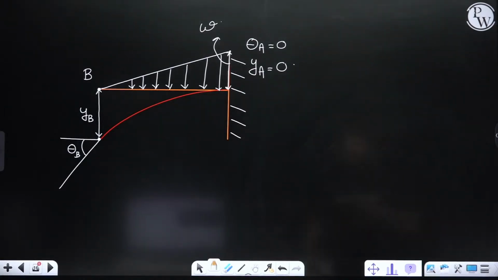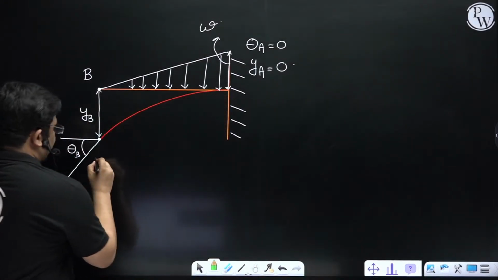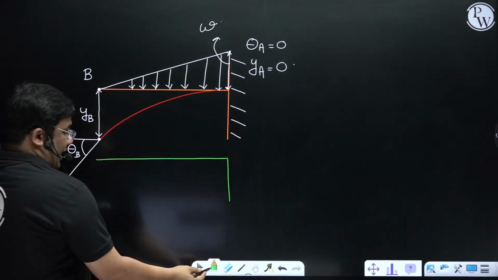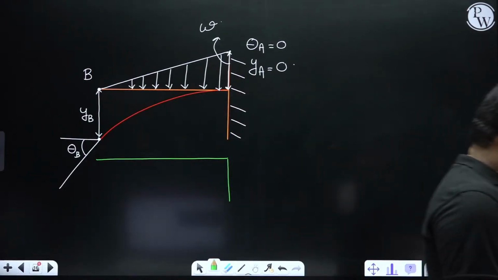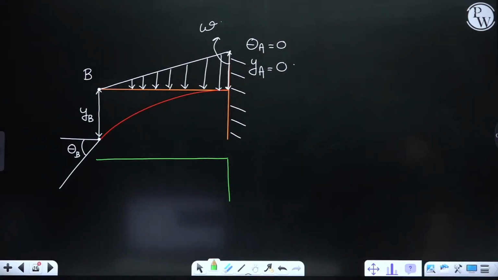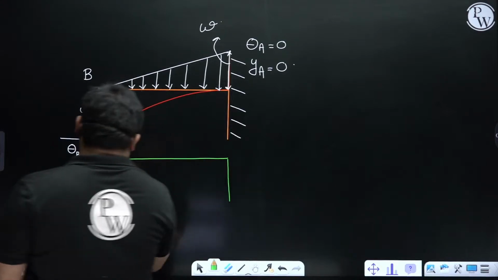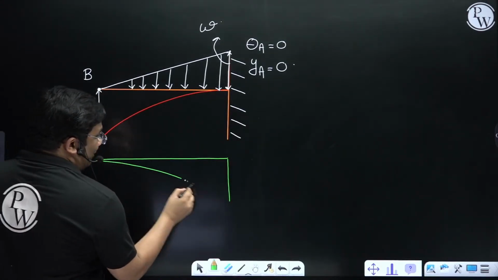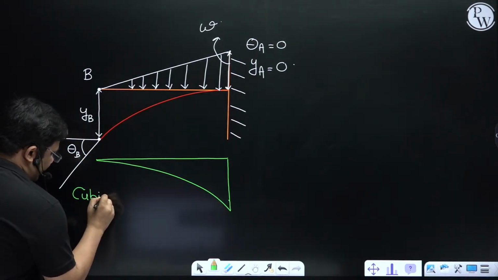Nobody is telling? I will tell. The bending moment shape will be cubic. Why? Because the load is linear. Very good, some people have answered. The load is linear, so the shear force will be parabolic and the bending moment will be cubic. It will look like parabolic only if I draw it, but it is cubic.